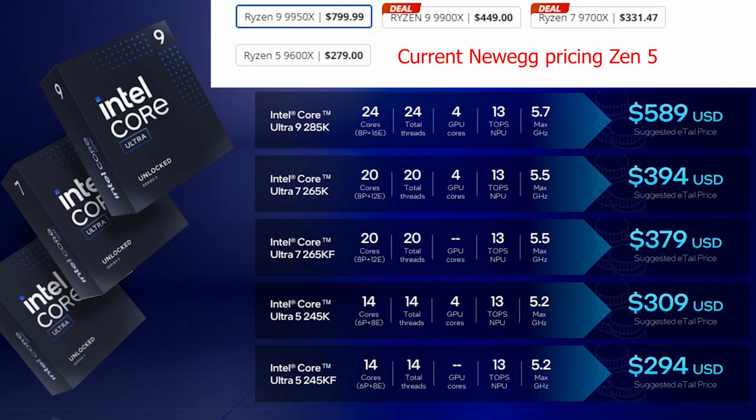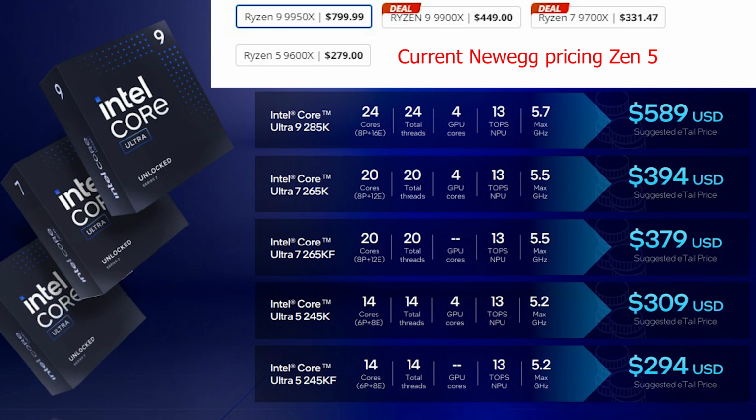The next step down is the Core Ultra 7 265K, and that is going to retail for $394. So that's a pretty good deal, I think. And there's no KF model for the Core Ultra 9, but there is a KF model for the Core Ultra 7. So the standard Core Ultra 7 is $394, and the KF is $379.